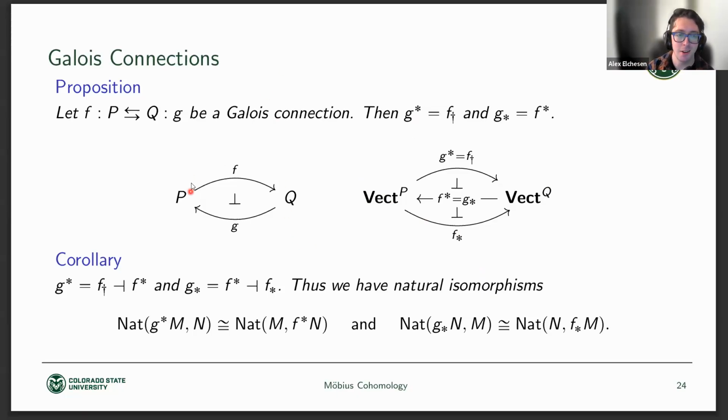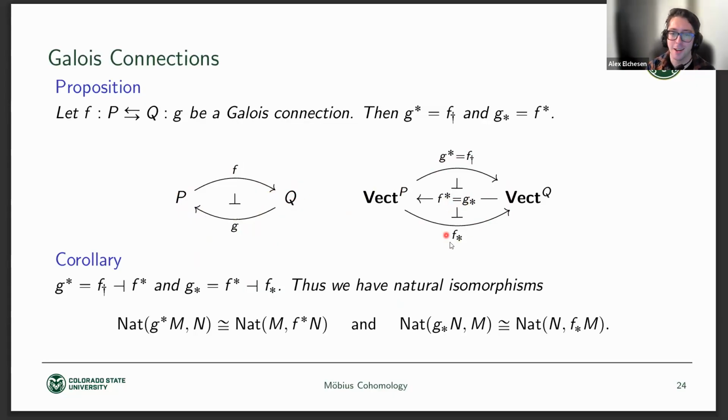Okay, so maybe it's easiest to look at this diagram. F goes this way, G goes this way. So I can push forward a P module along F, and I get a Q module. So that's F dagger. Or I can start with the same P module, but pull it back along G, and I still get a Q module. So I'm saying if I push forward with open supports, or if I pull back with G, that gives me the same functor. So that's this top thing. And then there's another statement, which is if I have a Q module, I can push that forward under G, or I can pull that back under F, and those give me the same thing. So that's this middle arrow here.